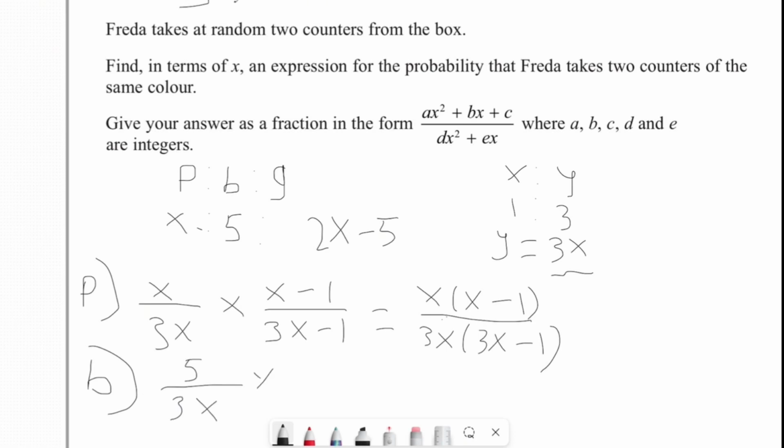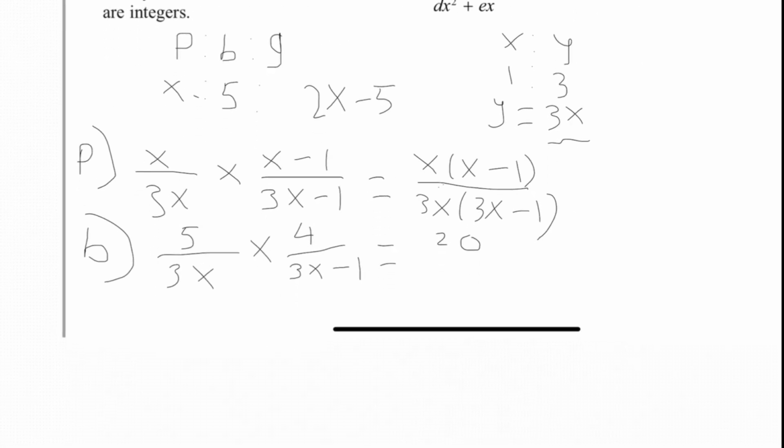And we can multiply this. Well, 5 minus 1 is just 4. And then our denominator is just 3x minus 1. And then if we were to multiply this, we'll get something that's a lot more pleasant. We'll get 20 over 3x multiplied by 3x minus 1.